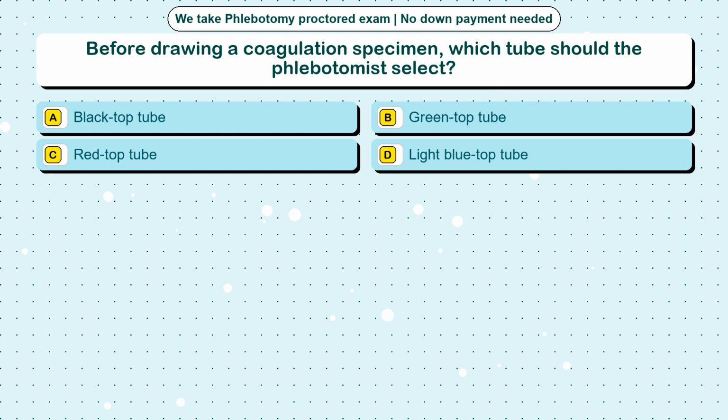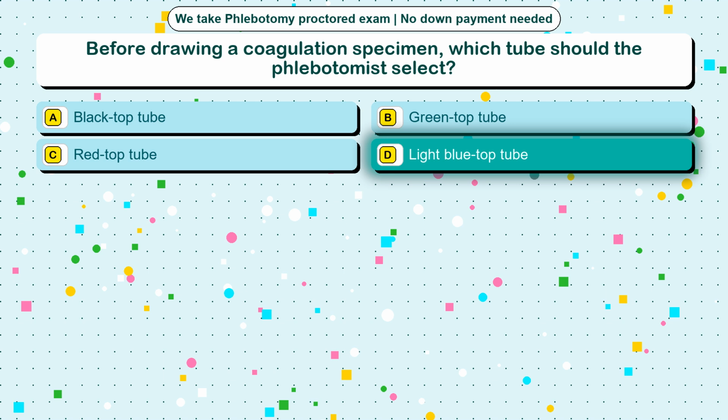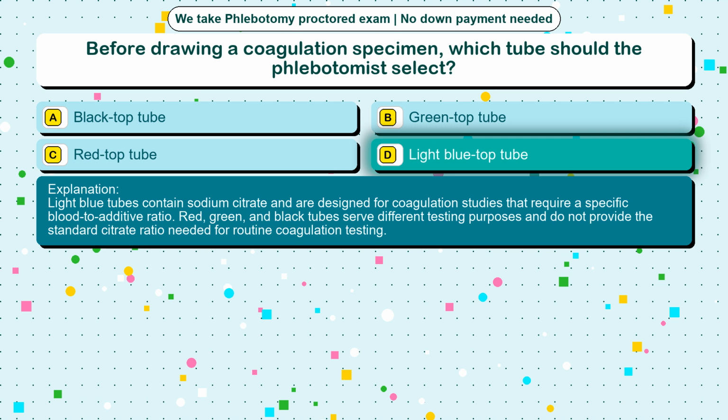Question 76. Before drawing a coagulation specimen, which tube should the phlebotomist select? Option A. Black top tube. Option B. Green top tube. Option C. Red top tube. Option D. Light blue top tube. The correct answer is option D. Light blue top tube. Light blue tubes contain sodium citrate and are designed for coagulation studies that require a specific blood-to-additive ratio. Red, green, and black tubes serve different testing purposes and do not provide the standard citrate ratio needed for routine coagulation testing.